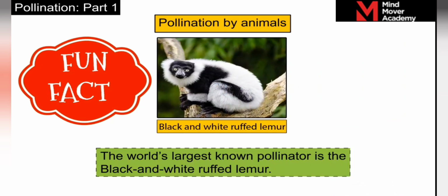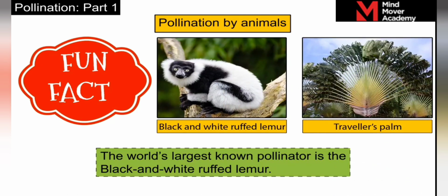They open the flowers of the traveler's palm with their fingers and push their long snouts onto the opened flowers to get that sweet nectar. When they do that, the flower's pollen coats their fur. The lemur then transports the pollen to other flowers and fertilizes them. Isn't that amazing? How smartly everything is connected?